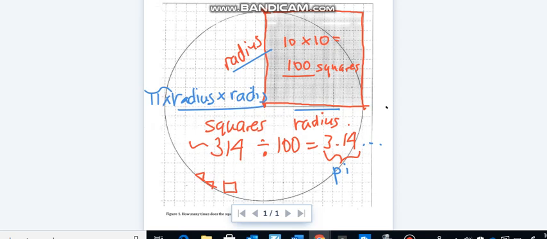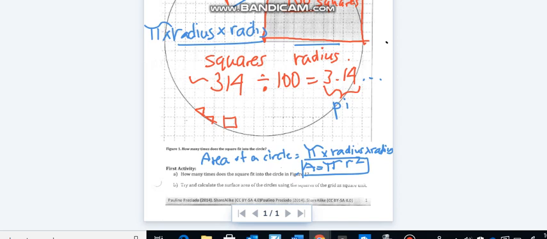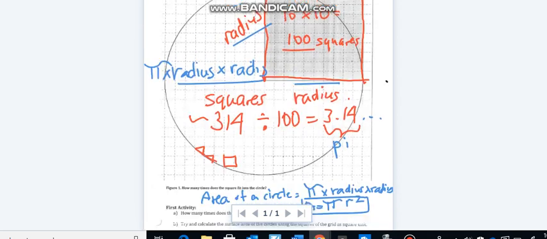And so what we end up with is a formula for the area of a circle. That's going to be pi times radius times radius, which translates to pi r squared, because r squared is a number times itself, so radius times radius. And that's how we get the formula for the area of a circle, pi r squared, using our diagram above.